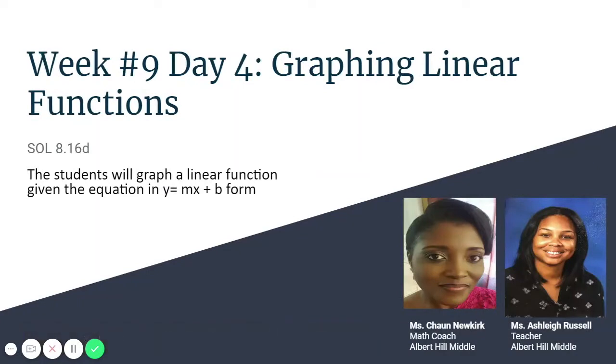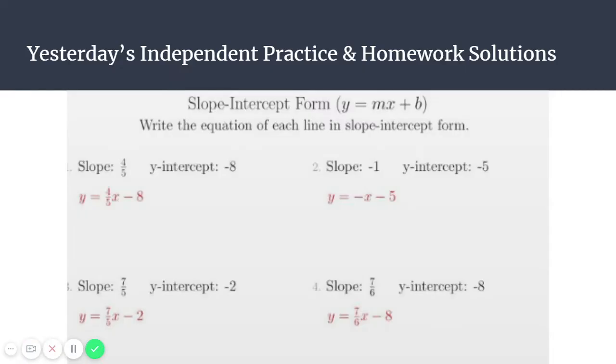Welcome to day 4 of week 9, where we're graphing linear functions, continuing on with SOL 8.16d, where the students will graph a linear function given the equation in y equals mx plus b form. Yesterday's independent practice and homework asked you, using the slope-intercept form y equals mx plus b, to identify the slope and the y-intercept. You were supposed to write the equation of the line using the slope and y-intercept in slope-intercept form.